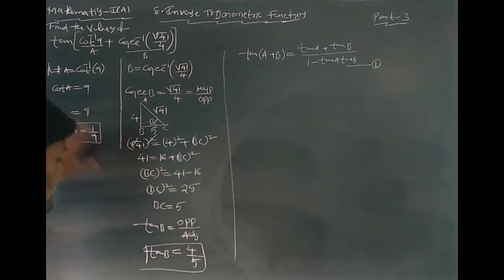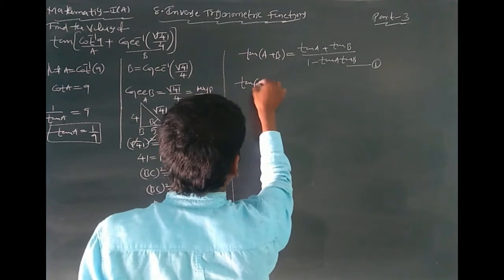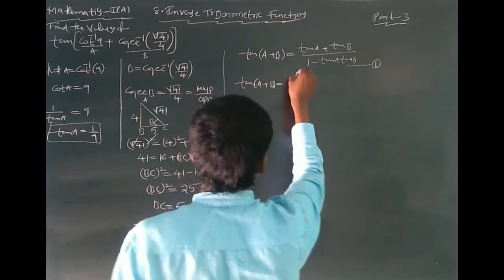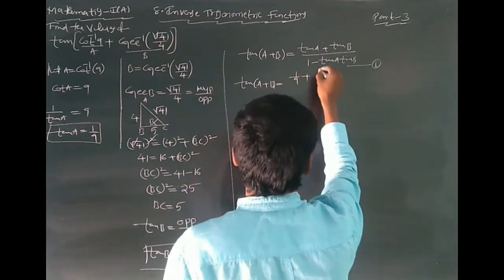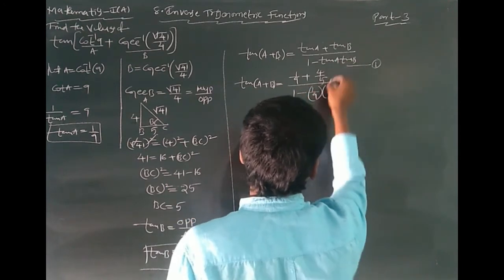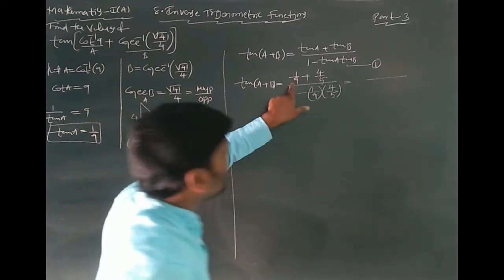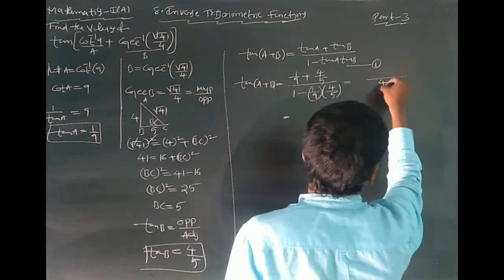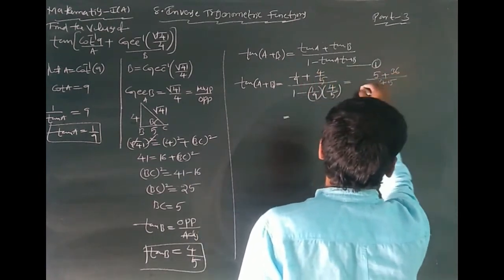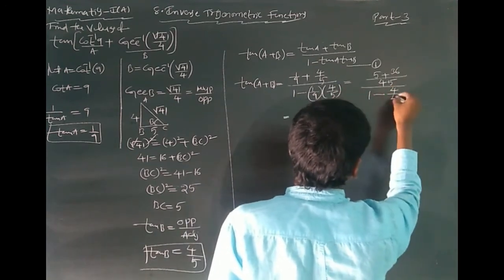You get tan A and tan B. These two values are substituted in one. Tan of A plus B equal to tan A value, 1 by 9, plus tan B value, 4 by 5, all by 1 minus 1 by 9 times tan B value, 4 by 5. You have to take LCM. 9 into 5 LCM is 45. 5 1s are 5 plus 9 4s are 36. 4 by 1 minus 4 by 9 5s is 45.